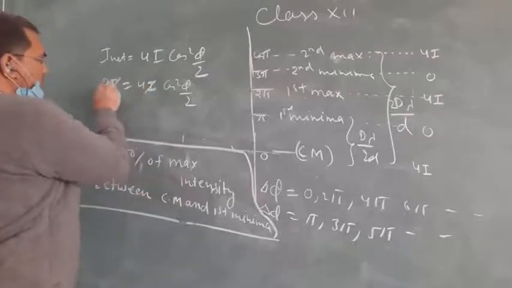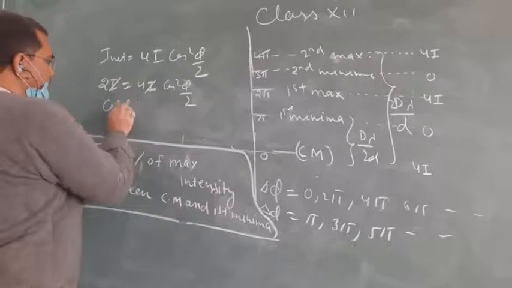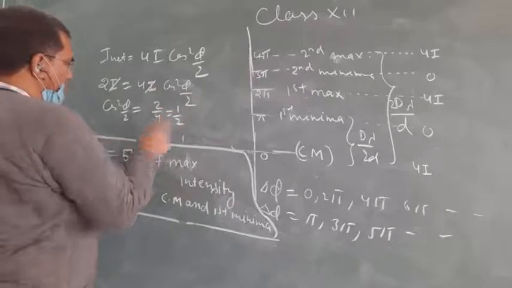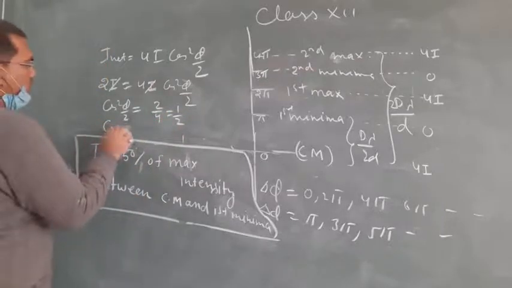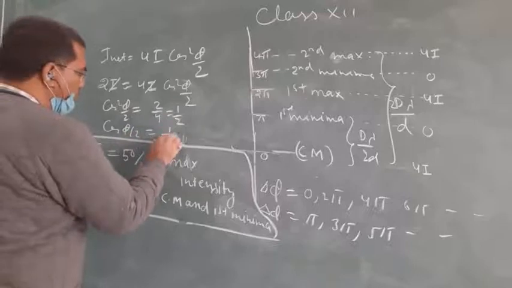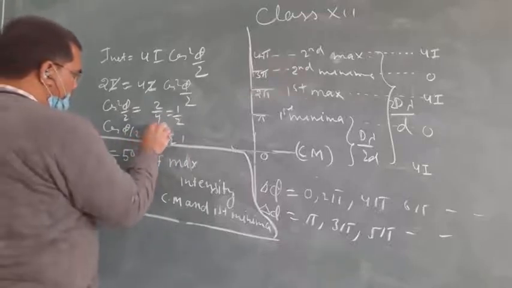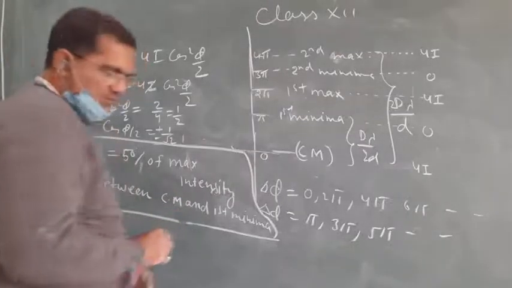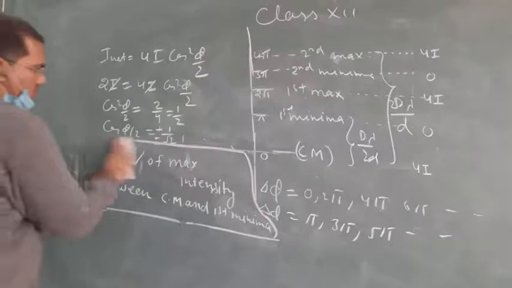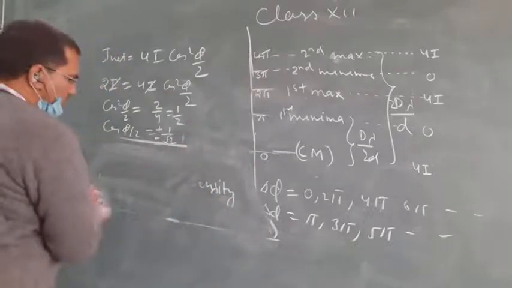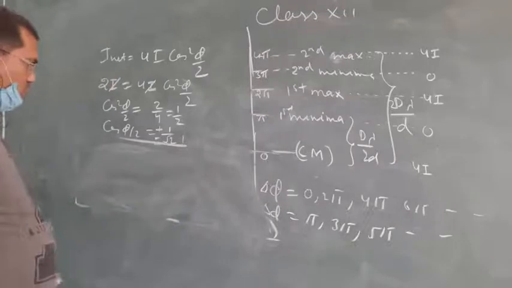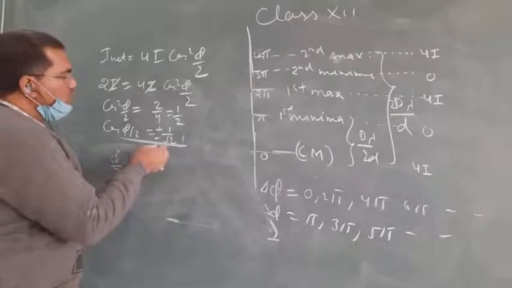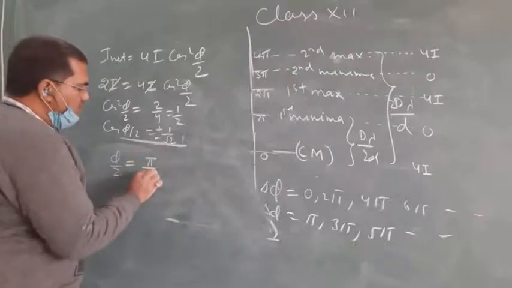So i is cancelled out here. Cos square phi by 2 equals 2 by 4, that is 1 by 2. So cos phi by 2 is equal to plus or minus 1 by root 2. There are many solutions. So phi by 2 is equal to pi by 4.